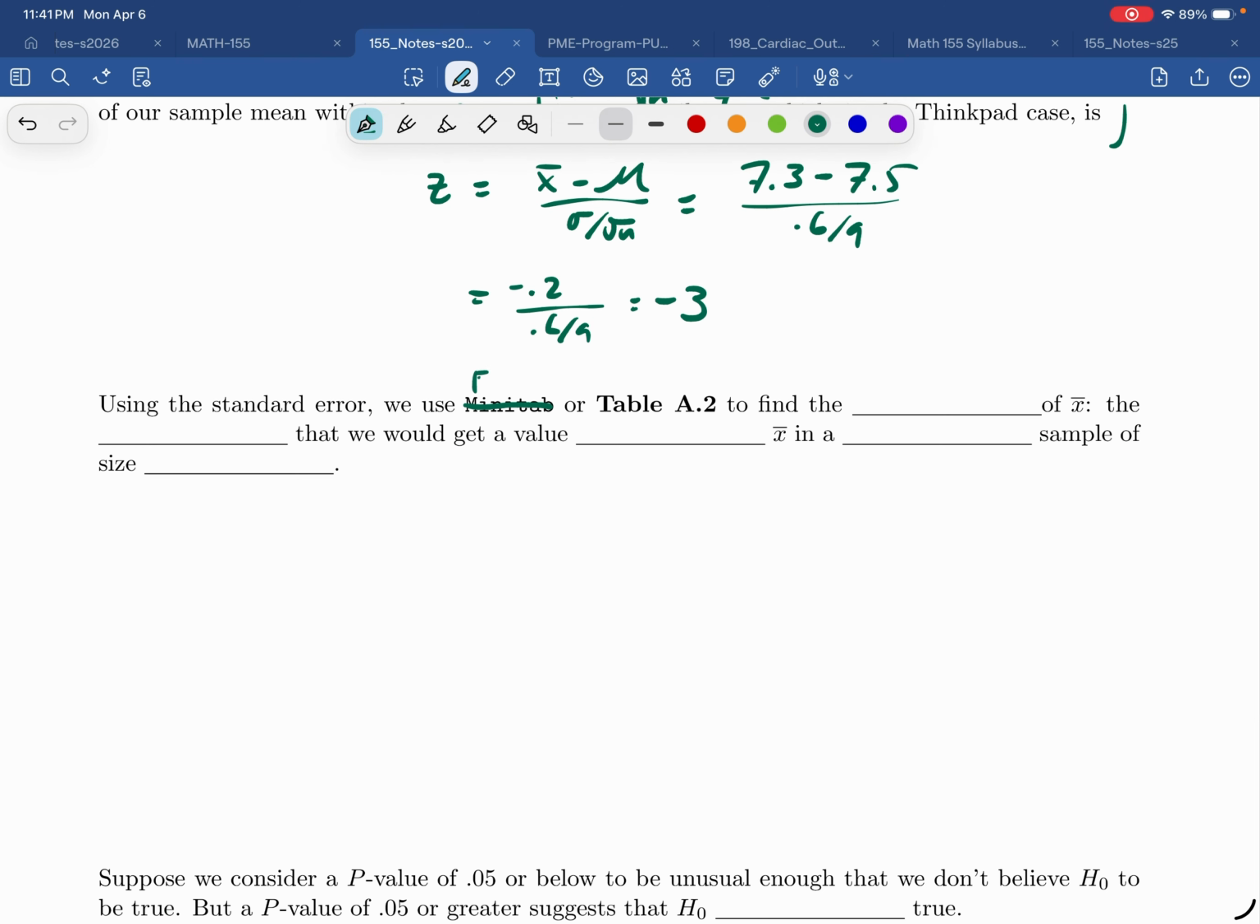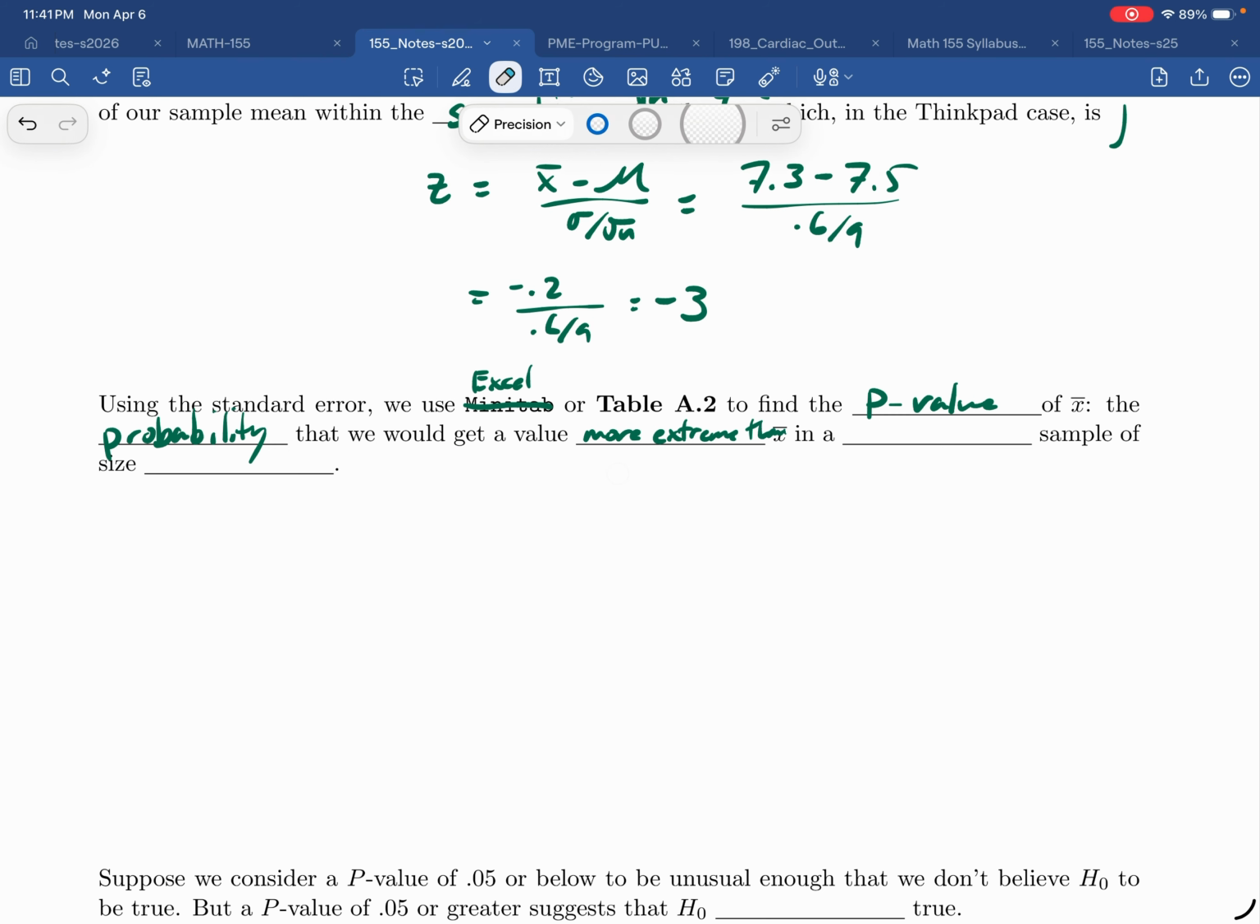Anyway, using the standard error, we're going to be using Excel, or you could use Table A2 in the book to find the p-value of x bar, which is the probability that we would get a value, in general, more extreme than x bar, but in our case, less than x bar, in a random sample of size, in this case, n equals 81. Okay.